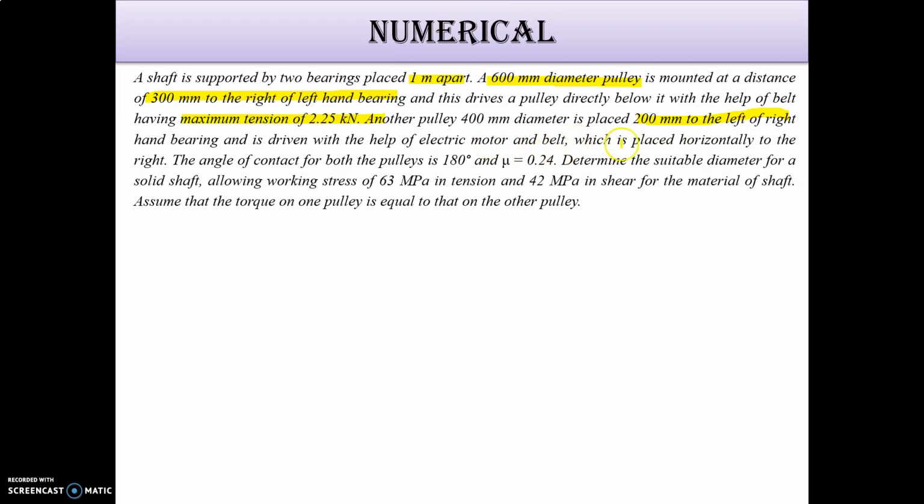Now this electric motor and belt are placed horizontally, means the load is applying horizontally. So the angle of contact of both the pulleys is 180 degree. Mu is 0.25. We need to find out the diameter for a solid shaft. The working stress is 63 megapascal in tension and 42 megapascal in shear for the material of the shaft. So the torque on one pulley is equal to the torque on the other pulley. This we have to assume here.